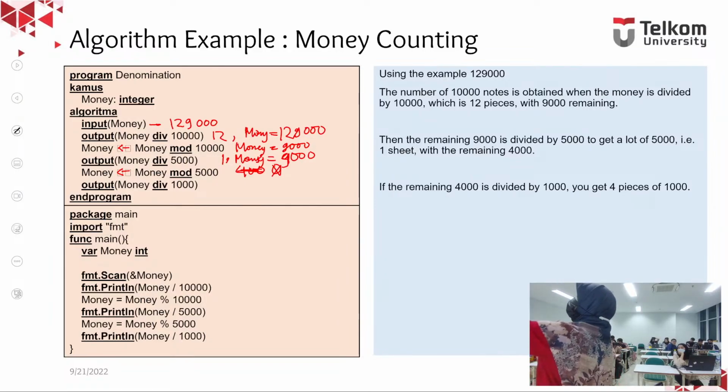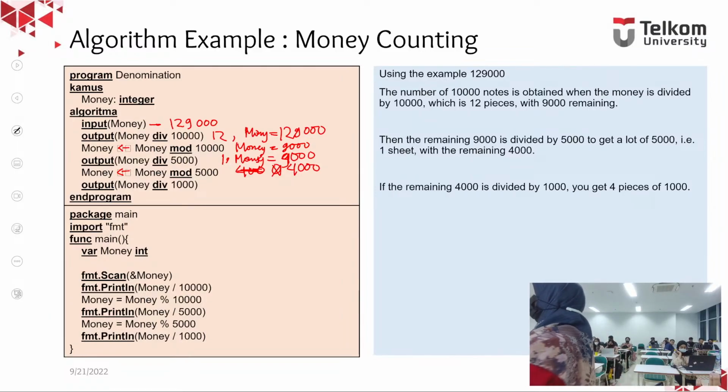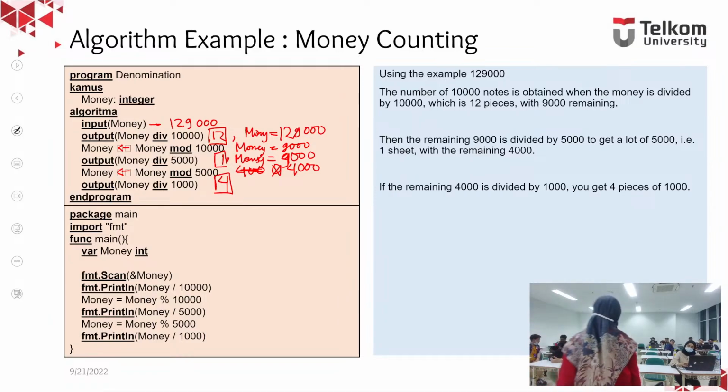Please tell me if I have made a mistake here. The last instruction is money div 1,000, and money div 1,000 is 4. So this is the output that will be printed on the monitor: 12, 1, and 4.